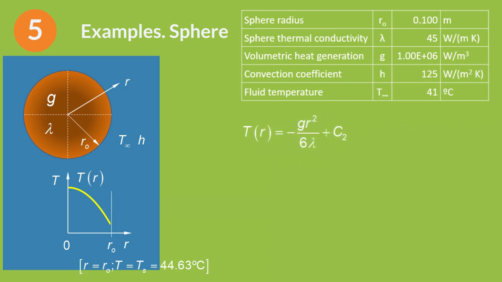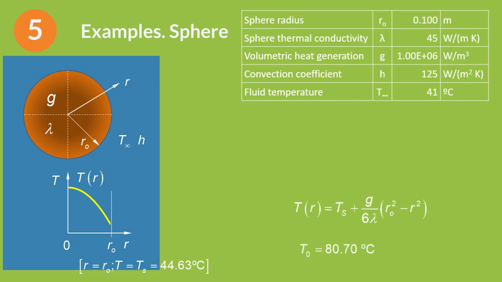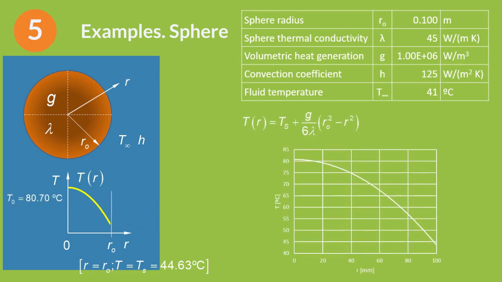For finding C2, we must apply the boundary condition in the sphere surface where we know the temperature. Using this expression, we can find the temperature distribution equation. Terms can be rearranged. The maximum temperature corresponds to the center of the sphere. With this equation for the temperature profile, we can calculate the curve of T as a function of the radius.